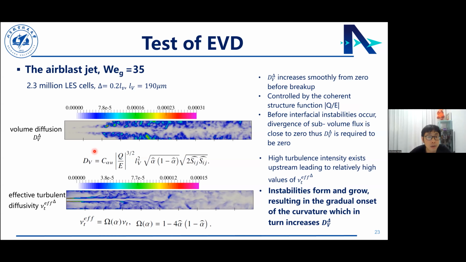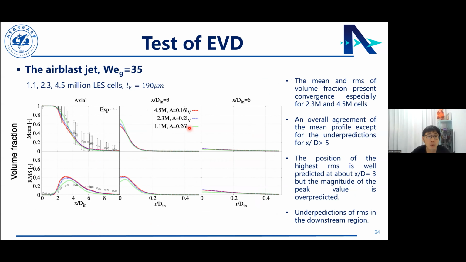Now, this is the result of the comparison with the experimental results, and it also includes the numerical convergence. First, we see the mean and the RMS values of volume fraction present convergence, especially for the 2.3 and 4.5 million LES cells. We decreased the simulations of interfacial flow from tens of millions to 2.3 million LES cells. And even for the 1.1 million cells, the difference is not too big.